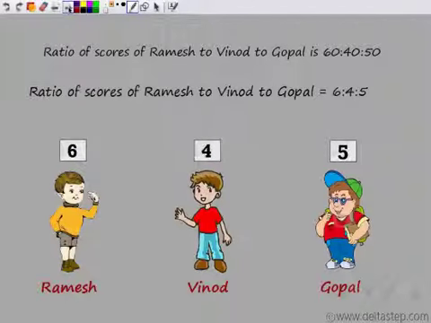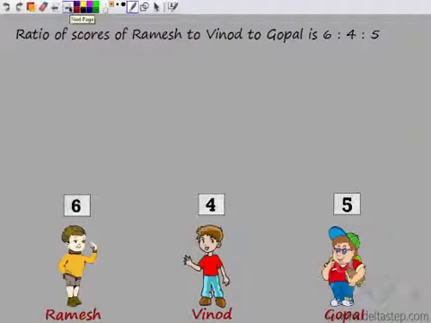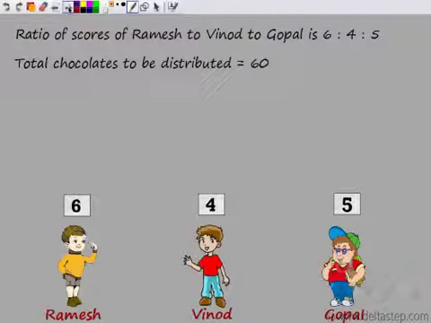6:4:5. So now we know that the ratio of the scores is this. Now the teacher has 60 chocolates with him and he decides to distribute these chocolates in the ratio of the marks scored by these 3. So he has to distribute those 60 chocolates among these 3 students in the ratio of the scores they have obtained. So we know that the ratio of scores is 6:4:5 and the total number of chocolates to be distributed is 60. So can you find how many chocolates Ramesh, Vinod or Gopal would get?